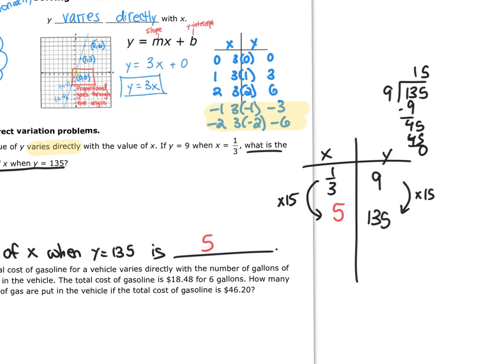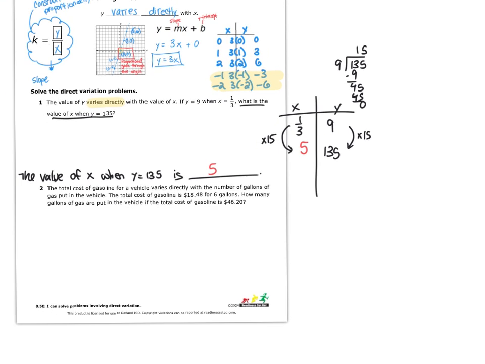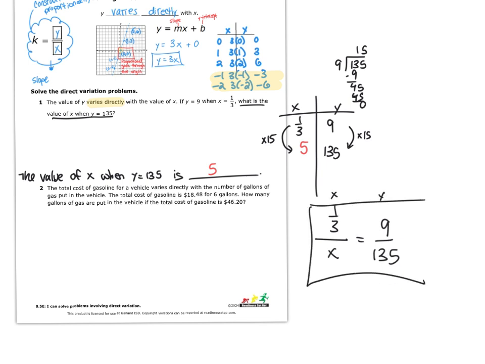We could actually, if we wanted to, view this whole thing almost like a proportion, right? Let me show you what I mean. So I could write 1/3 over x equals 9 over 135. So I know this side has my x's and this side has my y's. I know some of you like to draw pictures kind of like this when you do proportions, right?